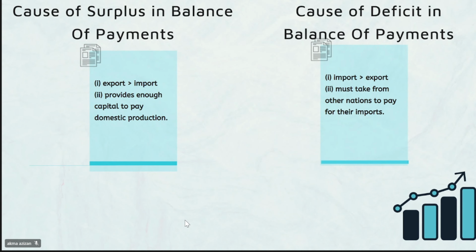And the next one, a balance of payments deficit means the nation imports more commodities, capital, and services than it exports. The country must borrow from other nations to pay for its imports. The detailed causes of surplus and deficit will be presented by someone else.